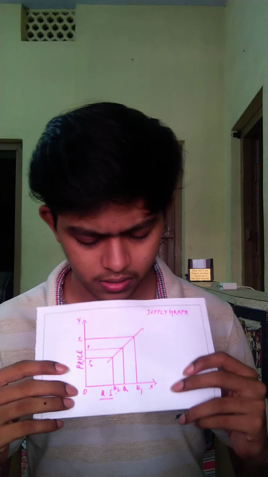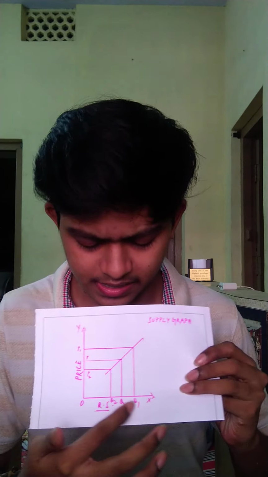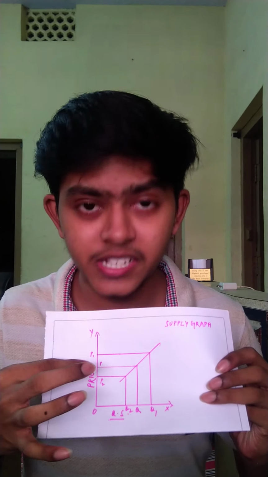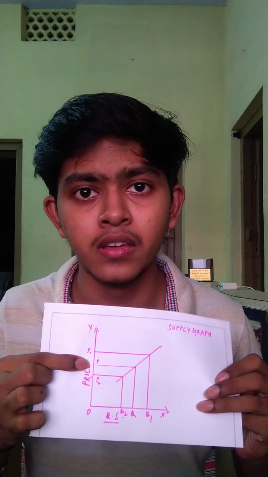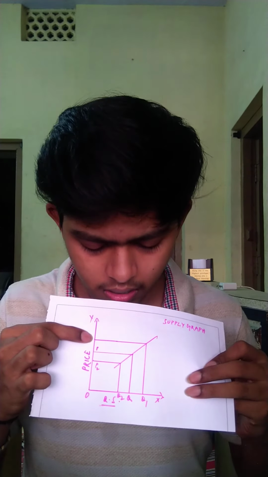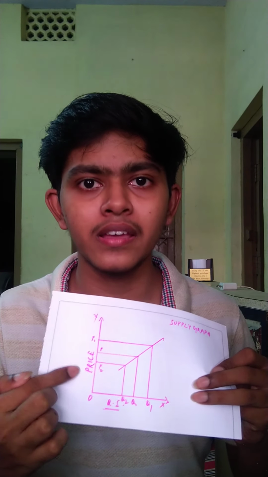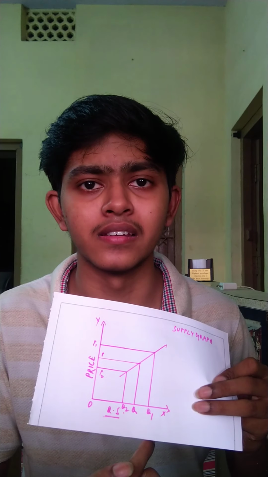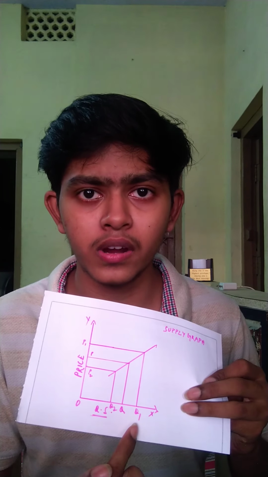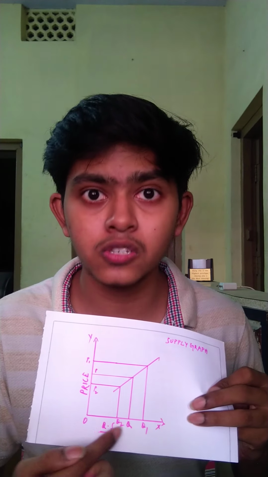So now let me show you the supply graph. Here you can see this is the vertical axis and this is the horizontal axis. This is the initial price for a commodity. Let us assume that the price has increased from P to P1, then the quantity supplied will increase from Q to Q1, as the price of a commodity and the supply of the commodity are directly related. If the price increases, the quantity supplied will increase. Similarly, when the price decreases, the quantity supplied will also decrease.